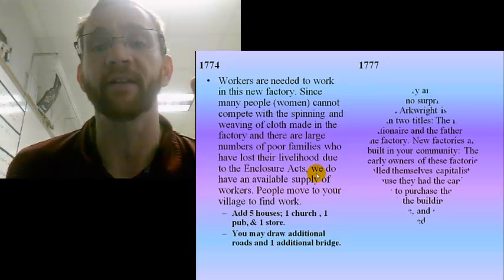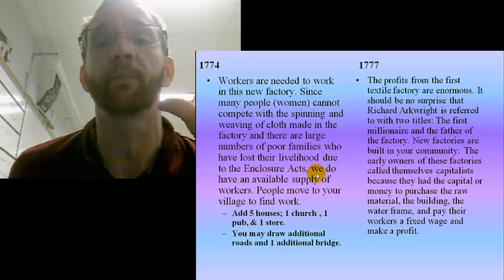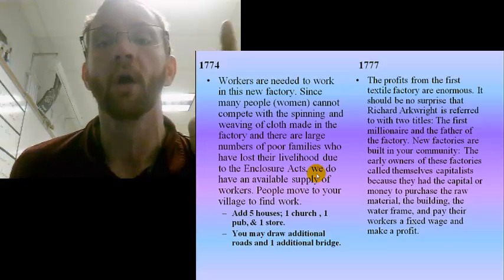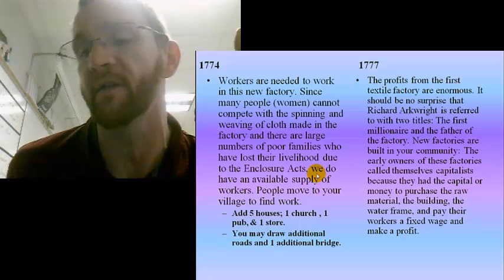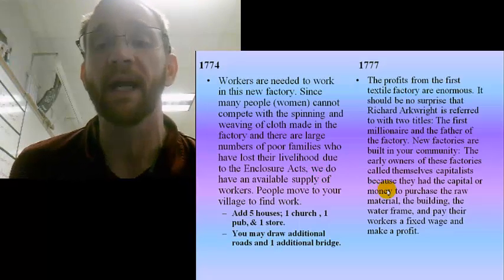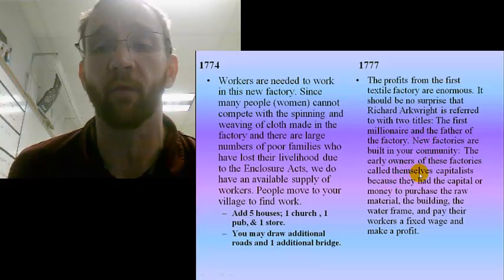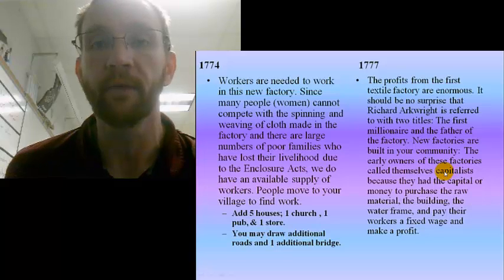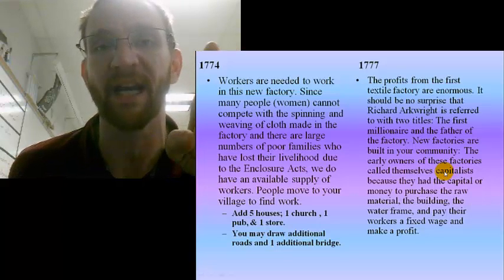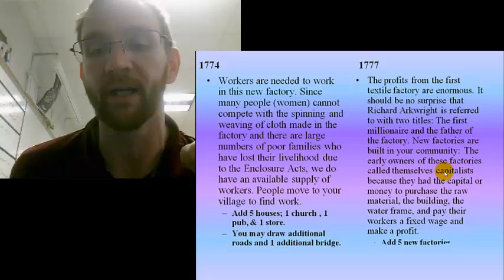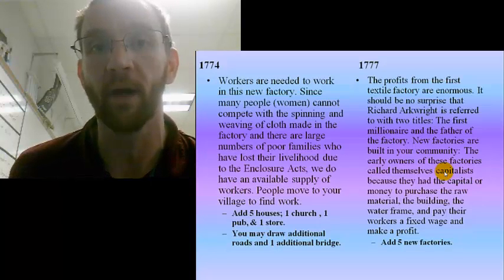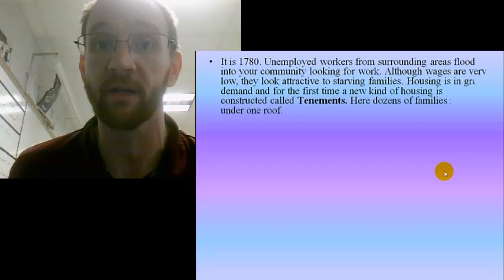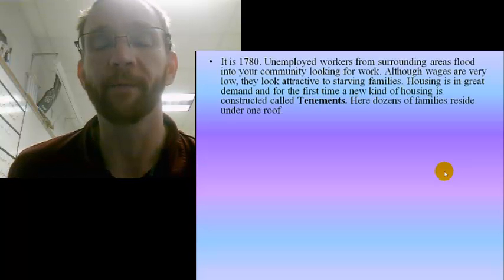3 years later, 1777, all the profits are huge. Richard Arkwright becomes known as the father of the factory. He becomes known as the first millionaire. This is great. He also takes on the title of, where is it at? Capitalist. Now, workers are getting paid a fixed wage, and he's making a ton of money. 5 more factories. Lots of people think, hey, this is a way to make some money. Because it is. Lots of people are unemployed.